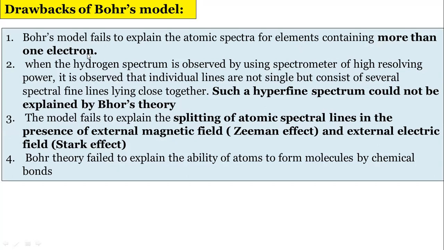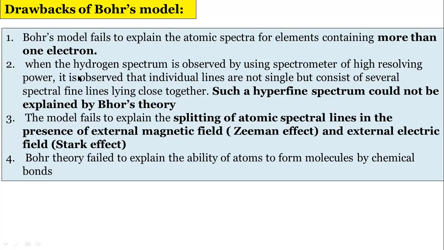So this is a restriction given by Bohr, who studied the spectrum only for the hydrogen atom, and hydrogen contains only one electron. So this model is only related to elements which contain only one electron. For the other electrons, what will happen? This is not explained by Bohr. So this is the main drawback.